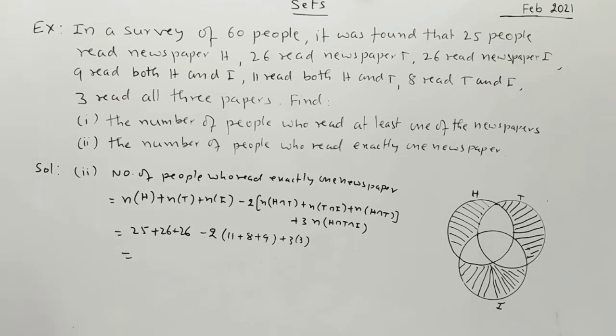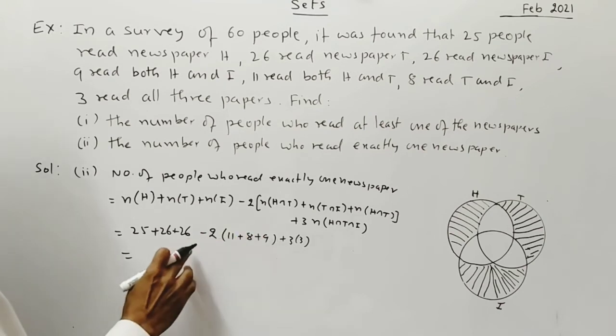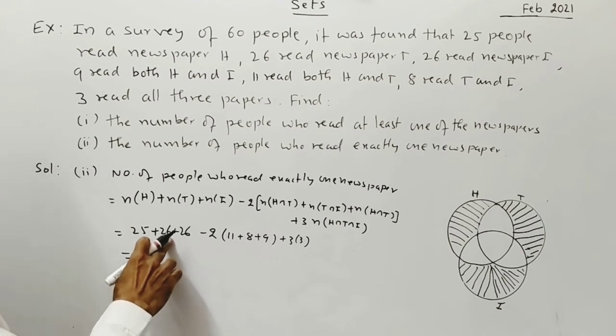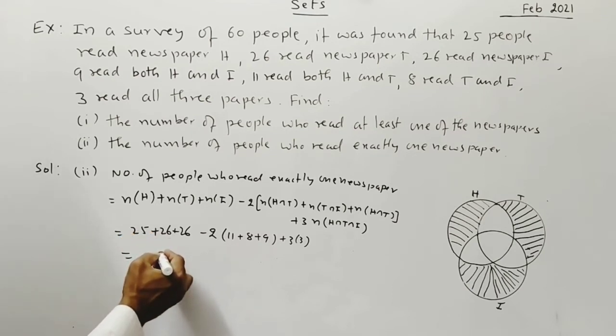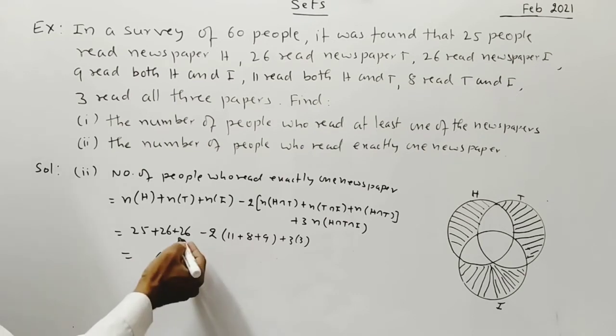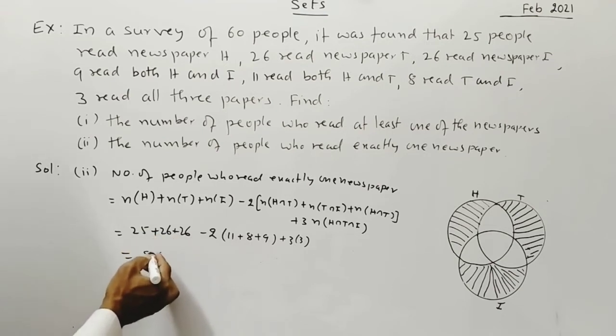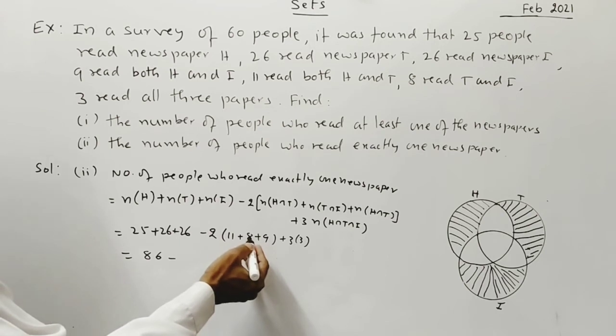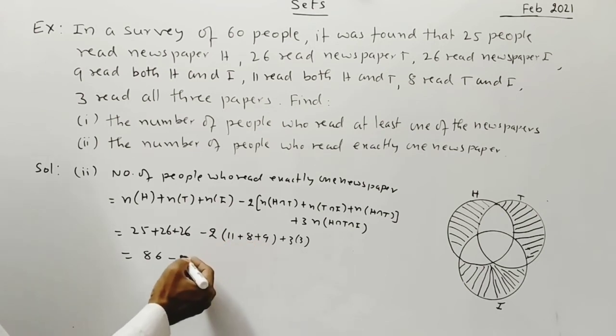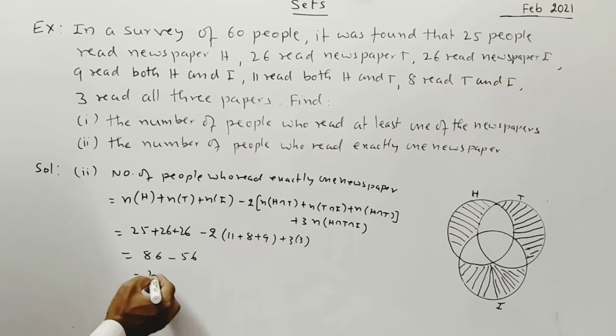This is equal to 9 plus 6, 15, 15 plus 6, 21, 21 plus 5, 26, carry 2, 2 plus 2 plus 2, that is 8, 86 minus (11 plus 9, 20 plus 8, 28) into 2, that is 56, is equal to 30.